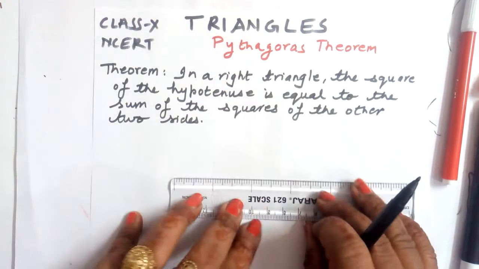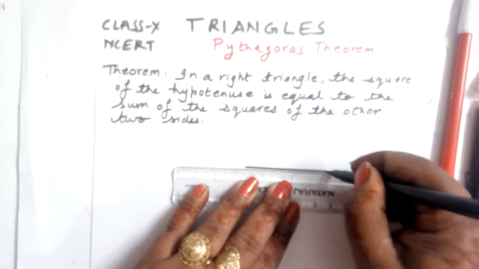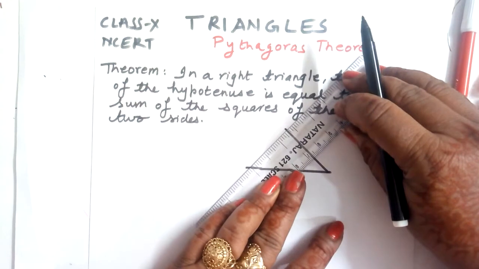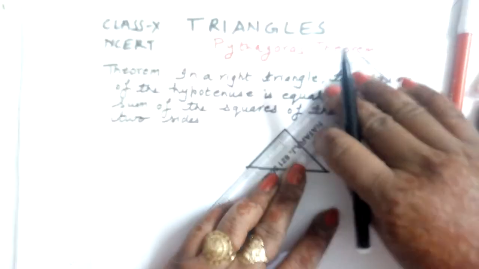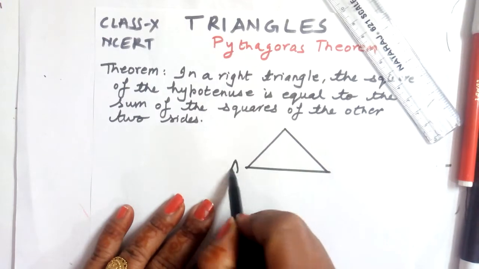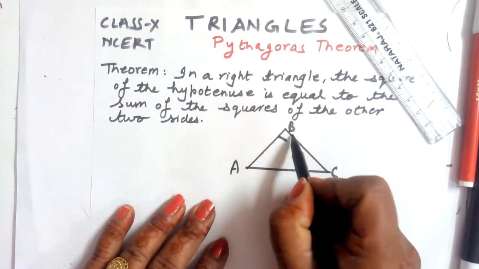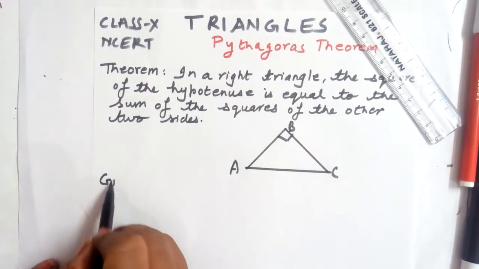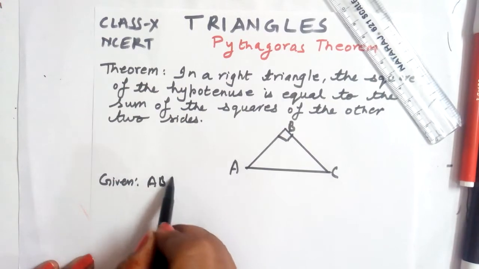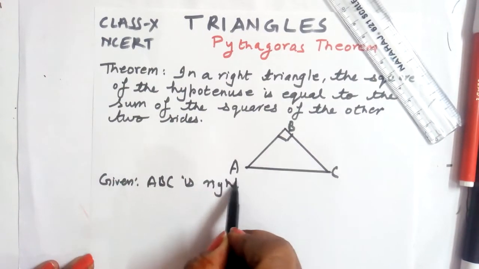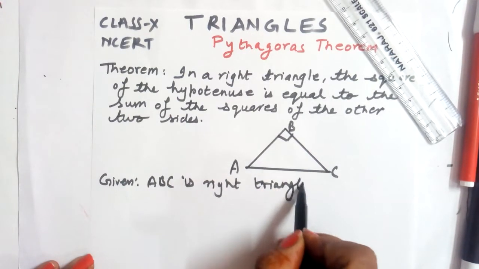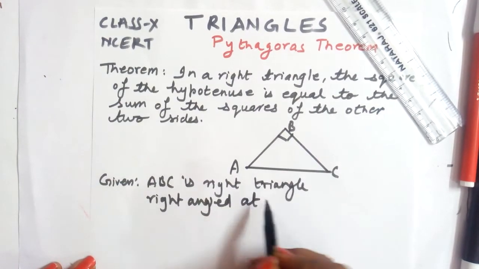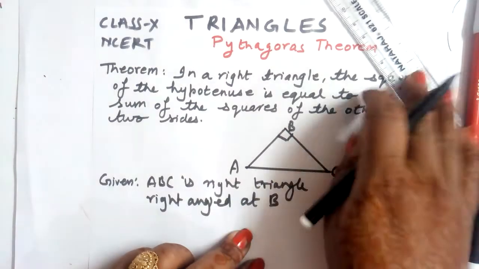So we have a right triangle, right angled at B. Okay, so this is a right triangle and it is right angled at B, means this angle is 90 degree. Now this is given to us. ABC is right triangle, right angled at B.